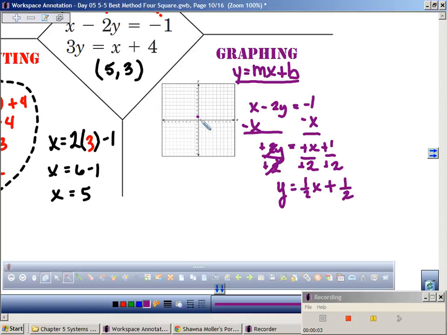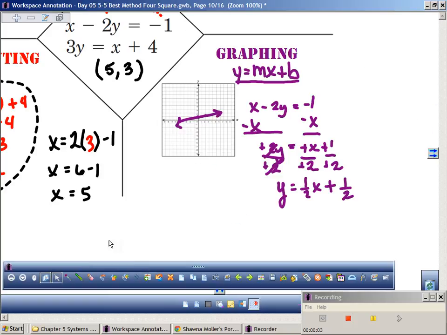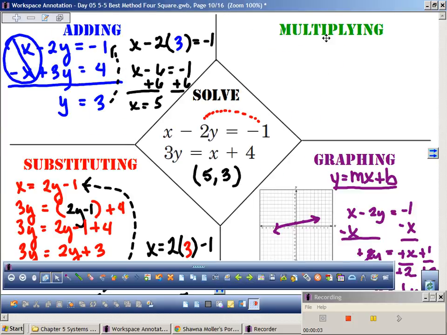So I go up a half of a tick mark on a grid, right? And then I would have to go up 1/2 for my slope, which you can't even see. Up 1/2, and that would be my line. And as you can see, it's just not a very good method for this particular system of equations. Huh, it won't let me go back up. That's weird. All right, so our final method is multiplying.